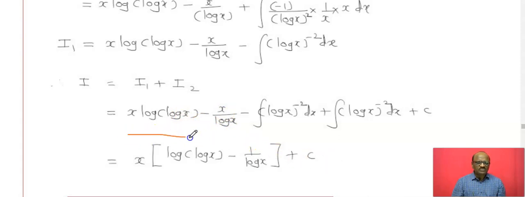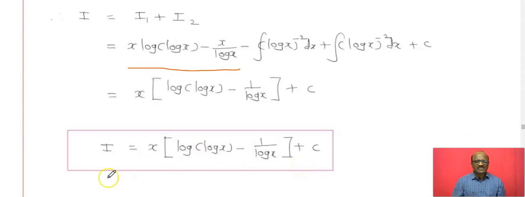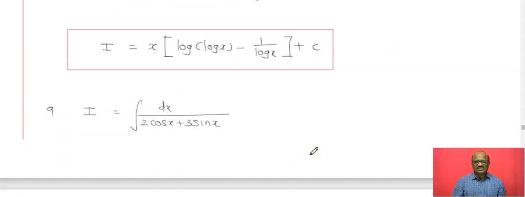From these two terms we can take x as a common. Then in bracket you will get x in bracket log of log x minus 1 upon log x plus c, and hence the answer is I is equal to x in bracket log of log x minus 1 upon log x plus c, and this is the answer.